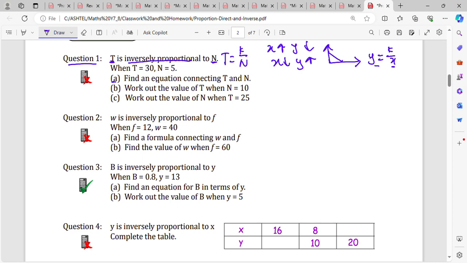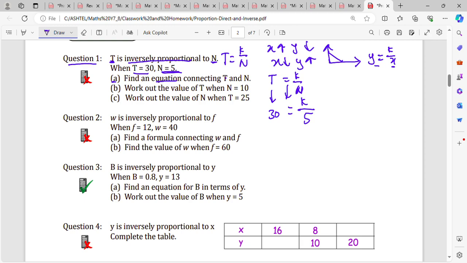So now your question is to find an equation connecting t and n. Your equation you already wrote here, but it's not finished. Why? Because the k you don't have any value there. So you need to find the value of k. How? Just substitute the value given here. So t is equal to 30, so you write t will be 30, equal sign, k, that's what we need to find, over, and given here is 5, so just write 5. Just rewrite the whole thing again, substituting the numbers given.